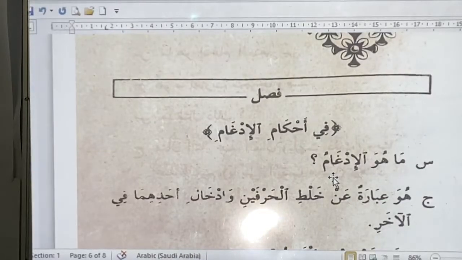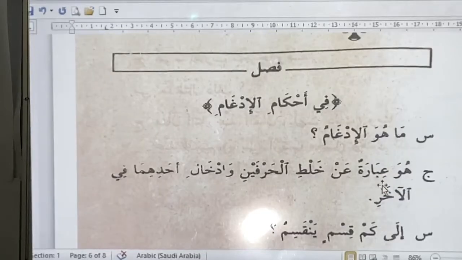السؤال: ما هو الإدغام؟ الجواب هو عبارة عن خلط الحرفين وإدخال أحدهما في الآخر. فأحكام الإدغام, this is a different level of إدغام. We have already taken إدغام بغنة وإدغام بغير غنة, but now this is an advanced level of الإدغام. In our إدغام today, we'll be taking different types of idgham. From the first su'al, ma huwa al-idgham, what is idgham? It starts with a definition to understand what idgham is.